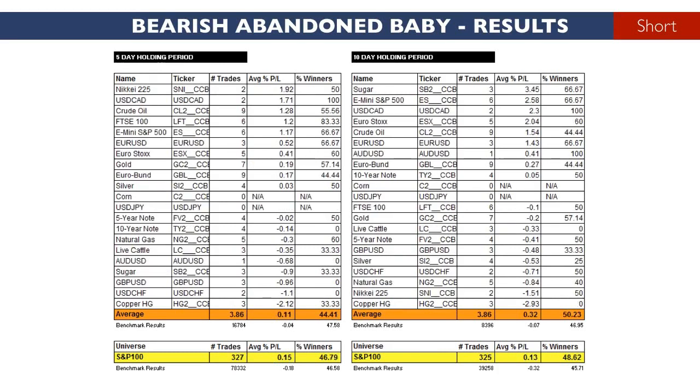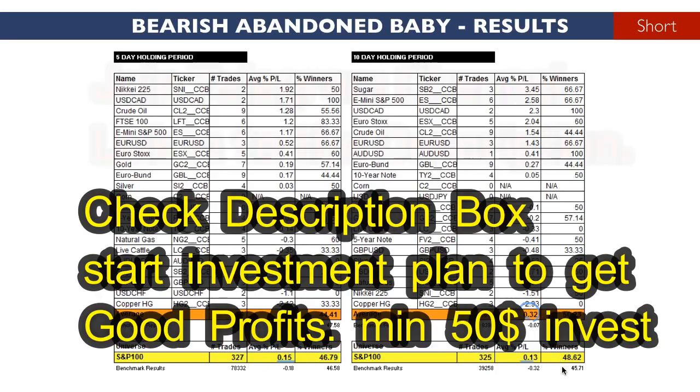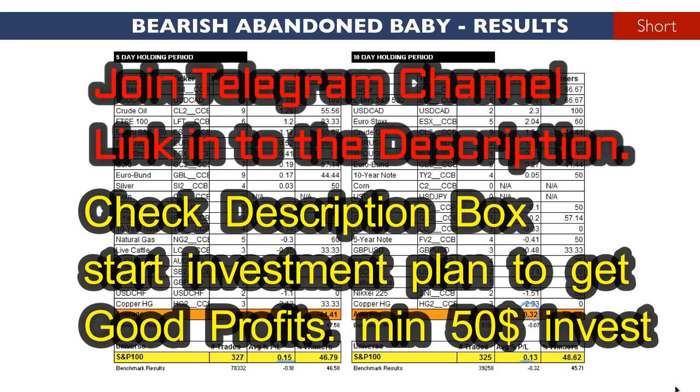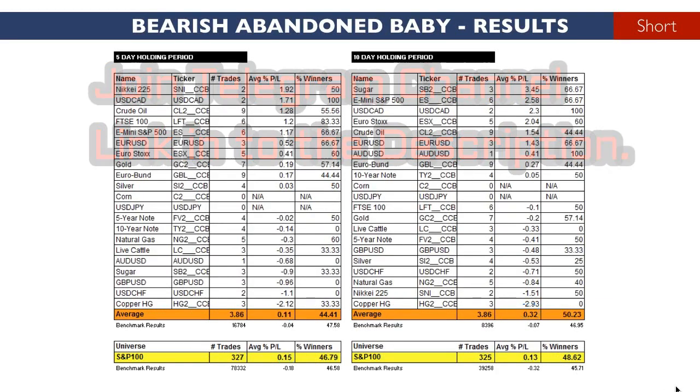With a 5-day holding period, we saw an average gain across both tests, as we did with a 10-day holding period. Shorting the bearish abandoned baby and holding for 10 days produced an average profit of 0.32% in futures and forex with a win rate of 50%. In stocks, we recorded an average profit of 0.13% per trade. This is an infrequent pattern and the results that we recorded are modest. Next up, we're going to look at the 3 white soldiers pattern.